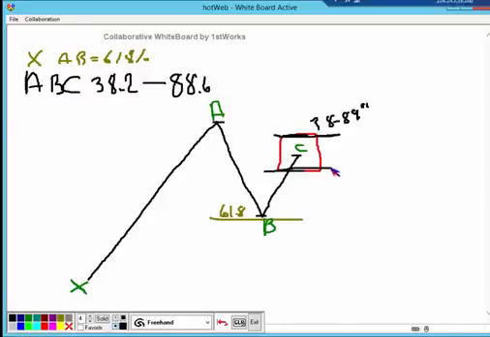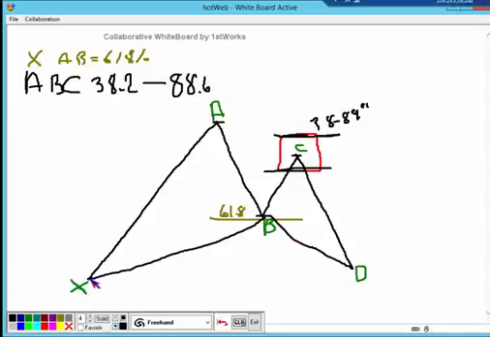From that point, the market drives down to what is ultimately called your D completion point. Now you have the X to B. You have your B, C, D, and you have your X, A, D. This is at a 78.6 of the X low, A high, and D. X, A, D.